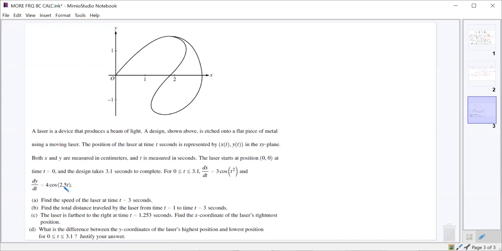So how do we find speed? That should be the absolute value of the velocity vector. The velocity vector is just this: 3 cosine t squared, comma 4 cosine 2.5t. And to find the absolute value of that, we just use the square root of dx dt at 3 squared plus dy dt at 3 squared. And that should give us our speed. And that came out to be 3.065.